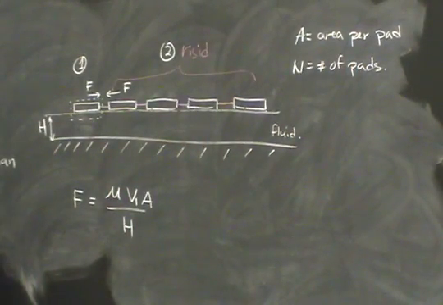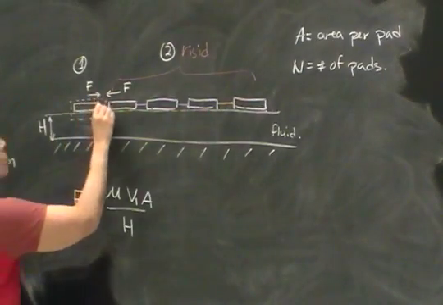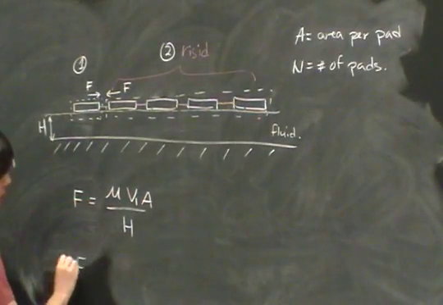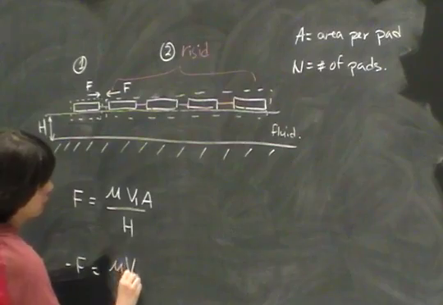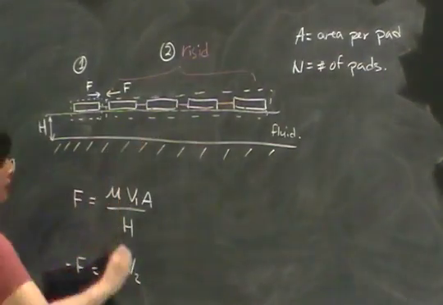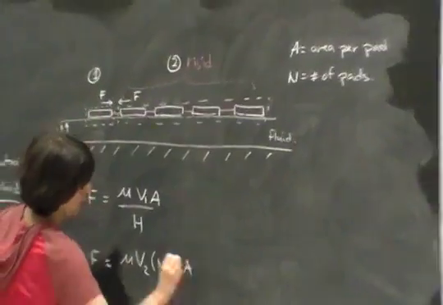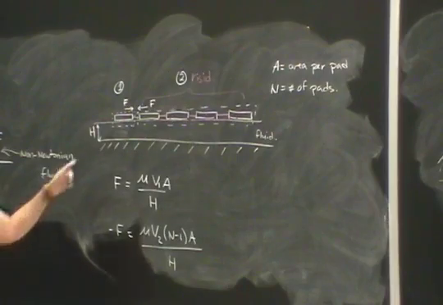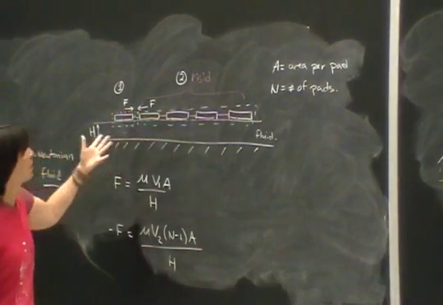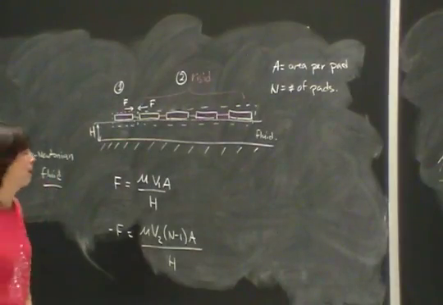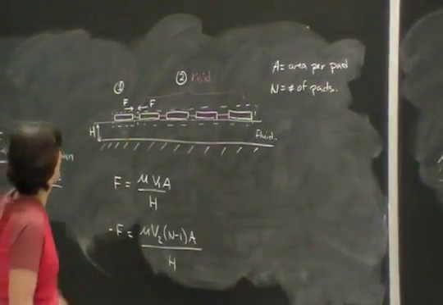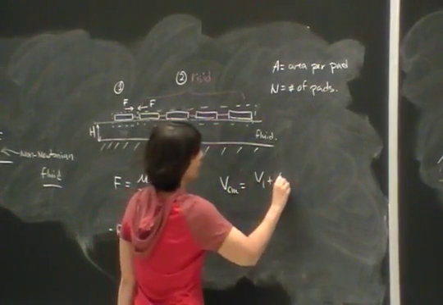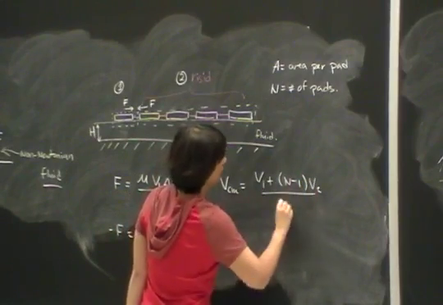Good, okay. Now I'm going to do the same thing with this guy. It's exactly the same, but with a minus sign. So F minus F is equal to mu, V2 is how fast that thing is moving, the area now is going to be N minus 1 times A, divided by H. And I don't really care about the velocity of this pad or the velocity of this thing. What I care about is the velocity of the center of mass of the whole thing. The velocity of the center of mass is just going to be the average of all of these pads. So the velocity of the center of mass is equal to V1 plus N minus 1 times V2, divided by N.